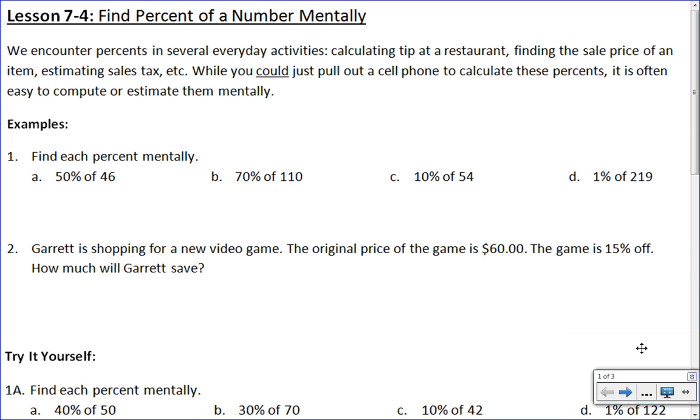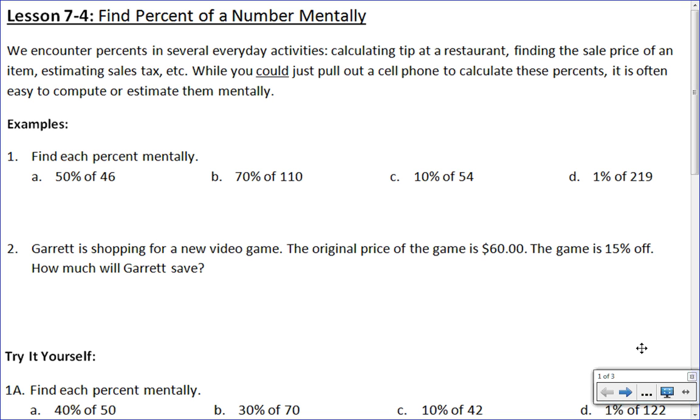Okay, today we're going to start with lesson 7.4, find percent of a number mentally. We encounter percents in several everyday activities: calculating a tip at a restaurant, finding the sale price of an item, estimating sales tax, etc. While you could just pull out a cell phone to calculate these percents, it is often easy to compute or estimate them mentally.